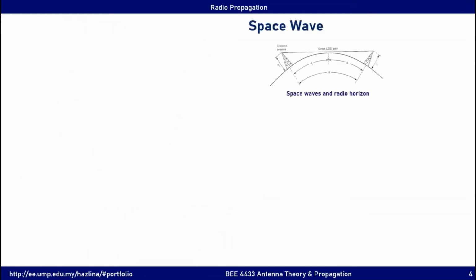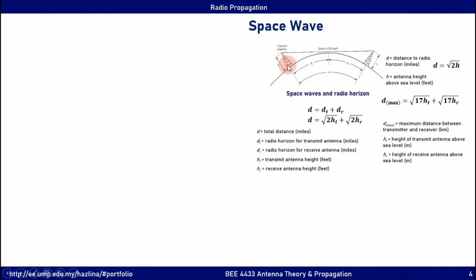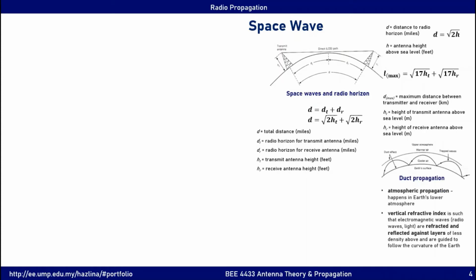Next is the space wave medium. The total distance covered by the propagation path depends on the height of the antenna. When the antenna is above sea level, the equation is as follows. A phenomenon that is related to the space wave medium is duct propagation. It is a condition of atmospheric propagation that happens in Earth's lower atmosphere. The vertical refraction index is such that electromagnetic waves, radio waves and light are refracted and reflected against layers of less density above and are guided to follow the curvature of Earth.